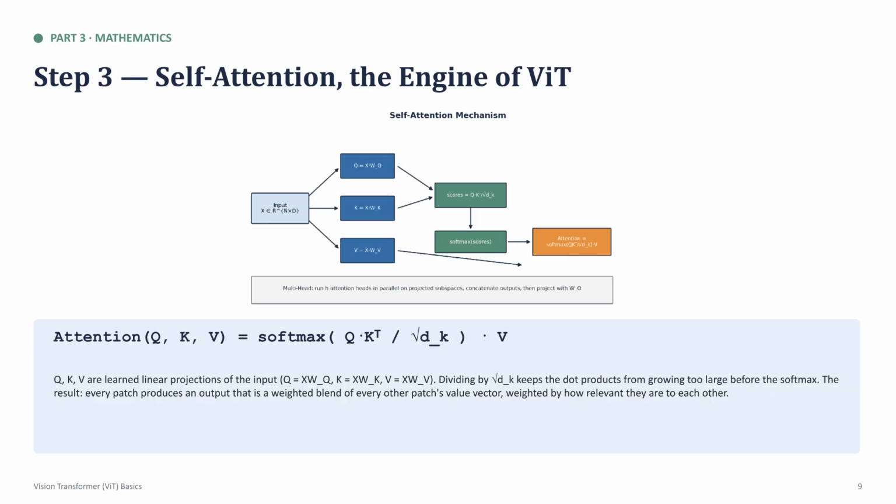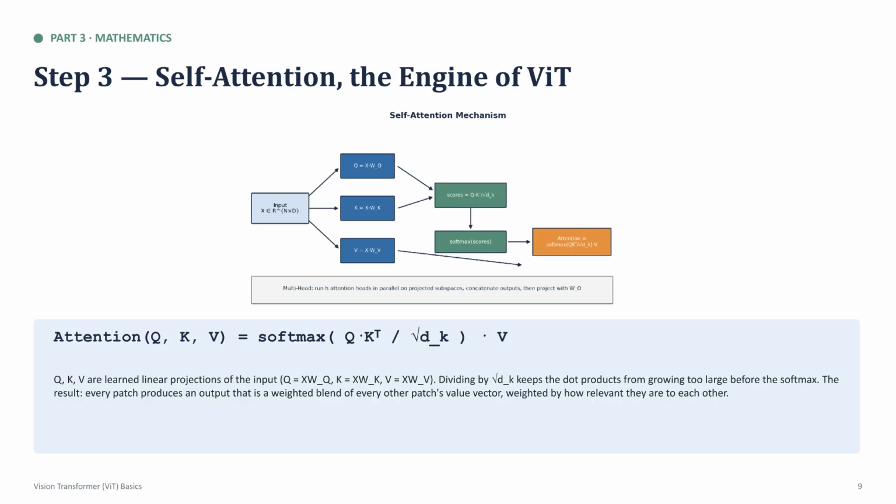This is the single most important mechanism in the whole model. From the input X, we compute 3 learned projections: Q for query, K for key, and V for value. Attention is then softmax of Q times K transpose, divided by the square root of dk, all multiplied by V. The division by the square root of dk is just there to stop the dot products from getting too large before the softmax, a scaling trick that keeps training stable.